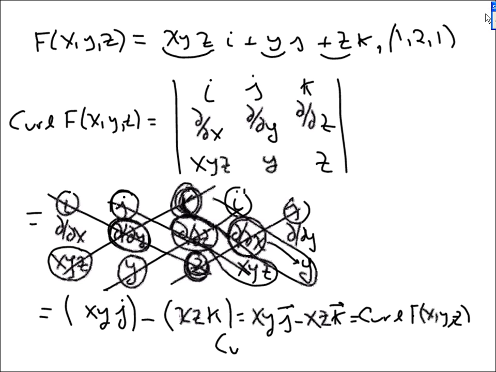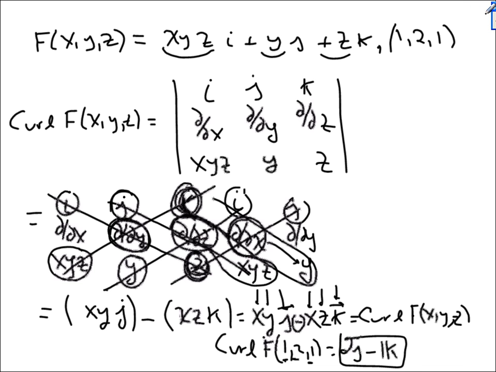But I don't really want the curl of F of xyz. I want it at (1, 2, 1). So x is 1, y is 2, z is 1. 1 times 2 is 2, times j is 2j. Minus 1 times 1 is 1, times k is 1k. And there it is. That's the curl at that particular point. The curl is just a determinant. A 3x3 determinant.